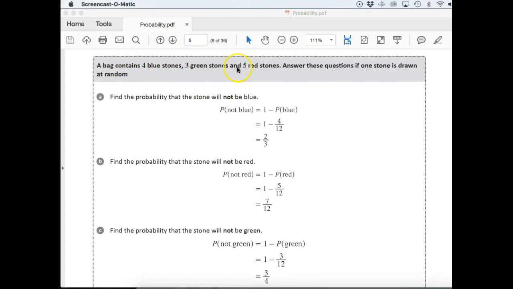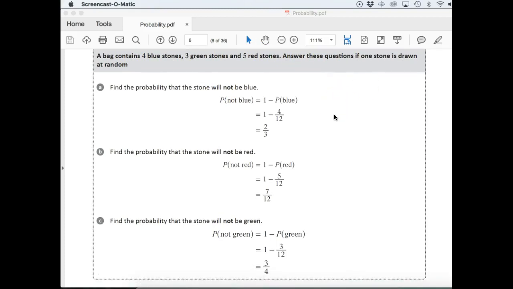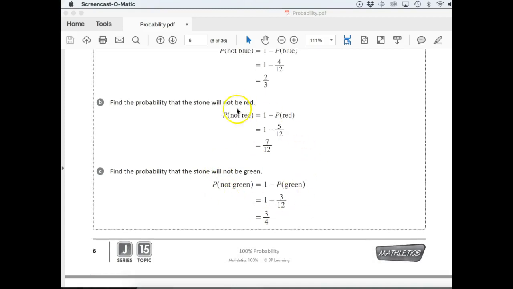Here we go: 4 blue stones, 3 green stones, 5 red stones again. Answer these questions if one stone is drawn at random. The probability that the stone will not be blue is 1 minus the probability it's going to be blue. It's much easier than having to work out the other two. So not blue is 1 minus 4 over 12, as there are 12 stones altogether, which is 8 over 12, the same as 2 over 3. And that is going to be your probability. So we go through looking at the stone will not be red, stone will not be green. Same thing.